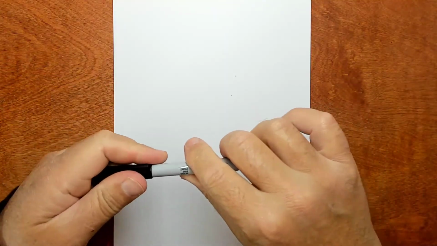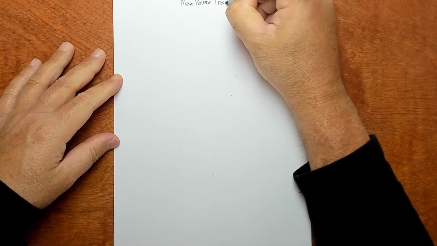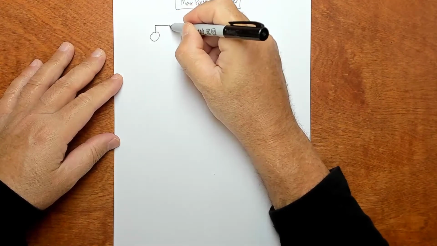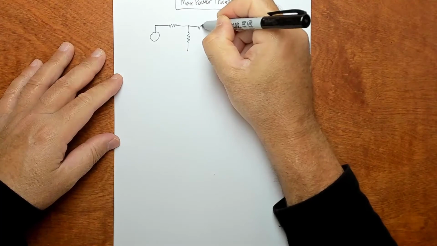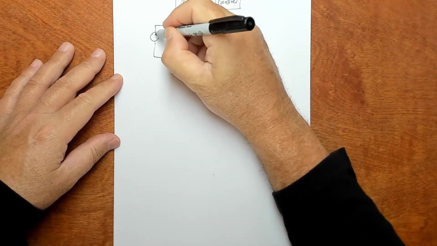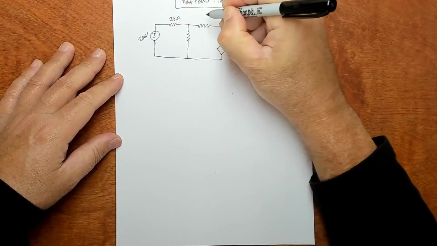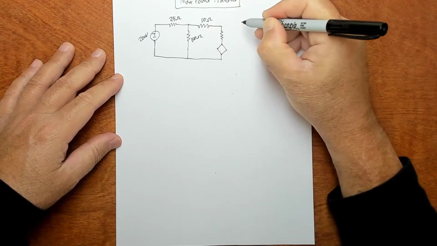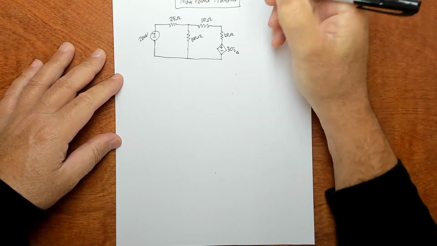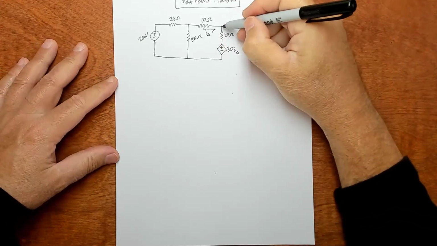Welcome back. We have another max power transfer problem with a lot of extra fun stuff in it. Here's our circuit. 200-volt independent source, 25 ohm up here, 10 ohm here, 100 ohm here, 20 ohm here, and a dependent source given by 30 I delta, where I delta is the reference current through the 10 ohm resistor.